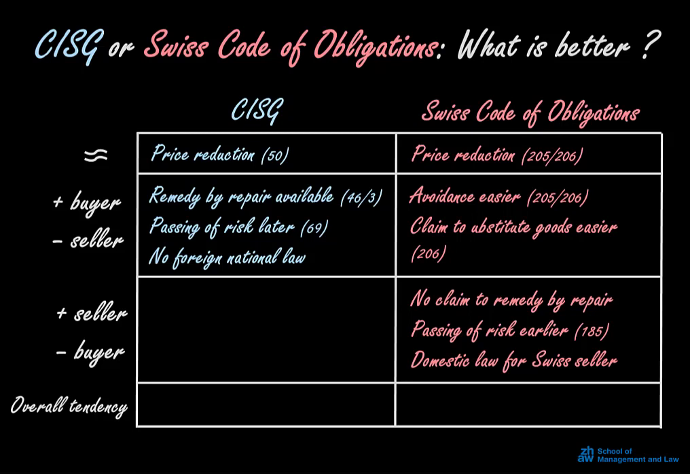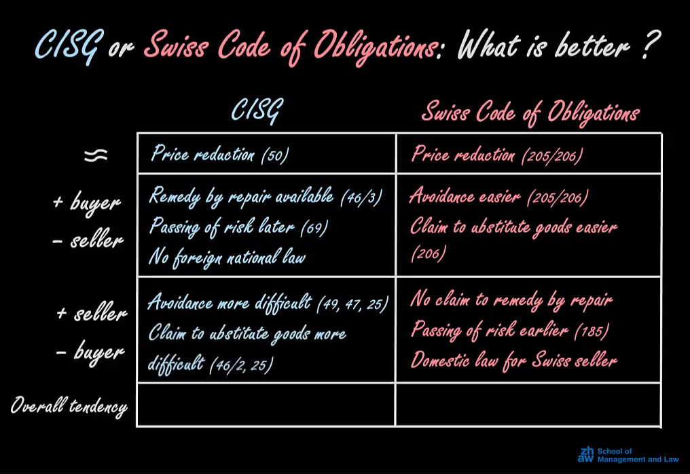On the other hand, there are also advantages for the seller and disadvantages for the buyer with the CISG. One of those is that since avoidance is more difficult under the CISG, there is less risk for the seller that he would have to face situations where the contract is successfully avoided by the buyer. Similarly, claims to the delivery of substitute goods are also more difficult to make for the buyer under the CISG.